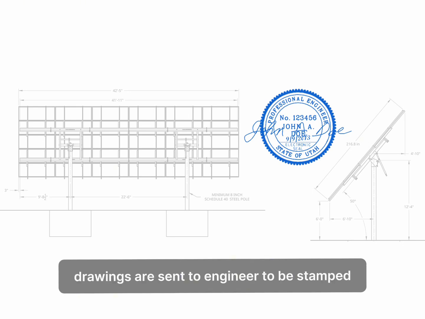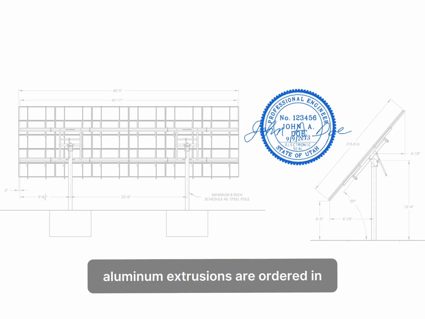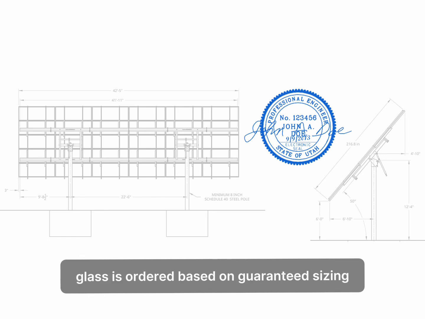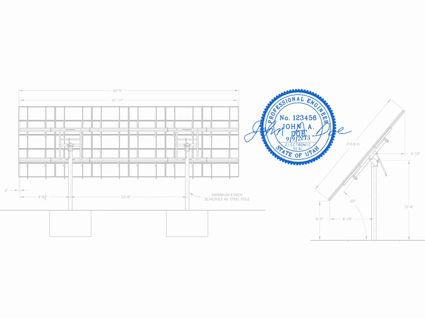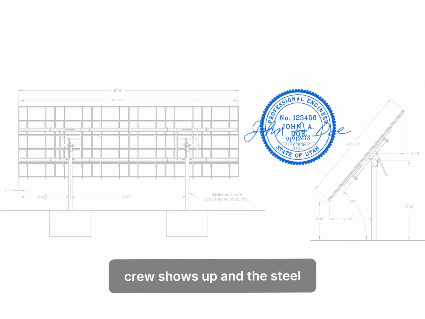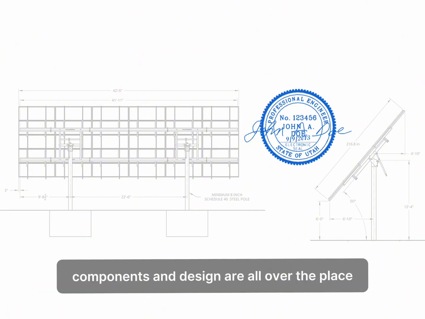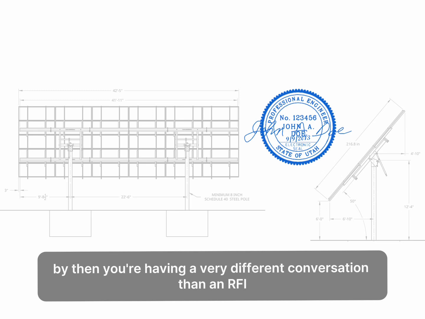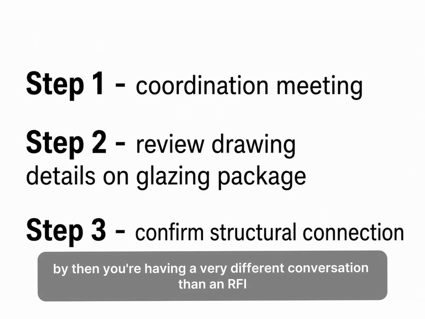Drawings are sent to the engineer to be stamped. Aluminum extrusions are ordered in. Glass is ordered based on guaranteed sizing. And the first time anyone realizes what happened is when the glazing crew shows up and the steel components and design are all over the place. By then, you're having a very different conversation than an RFI.